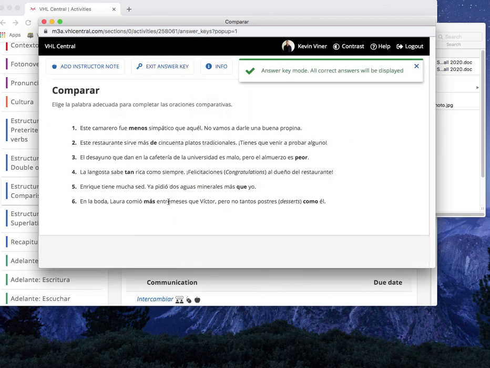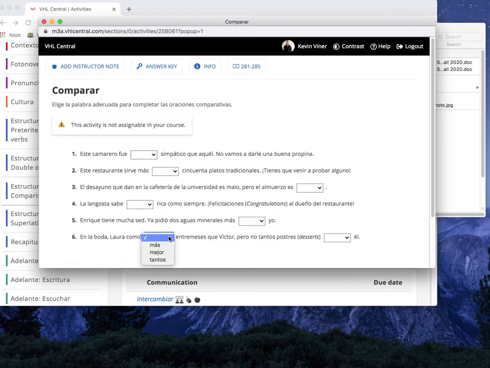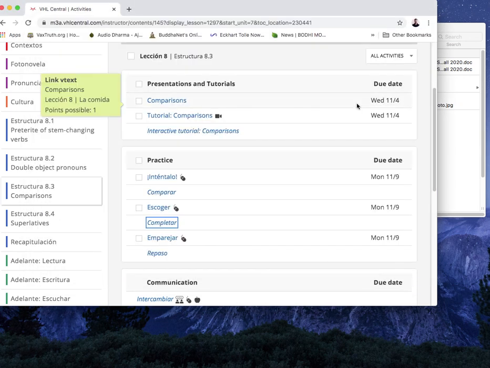Yes, como más. Oh, I think I said tantos there, right? So I think we got this one wrong. Laura comió. Ah, yeah. Right, so it would be más entremeses. Excuse me, yeah, because I didn't see this que. So más entremeses. So careful there. Okay, muy bien. All right, so we'll close this one and we'll do one more activity.